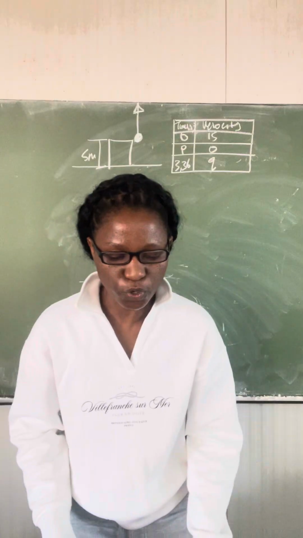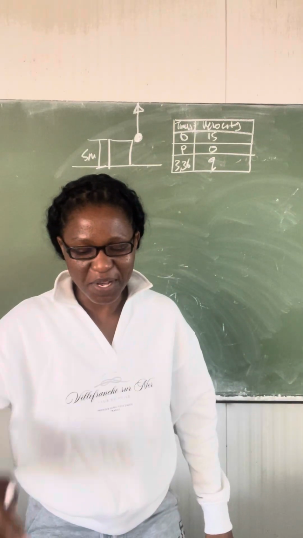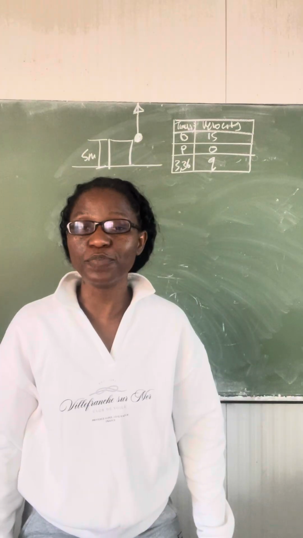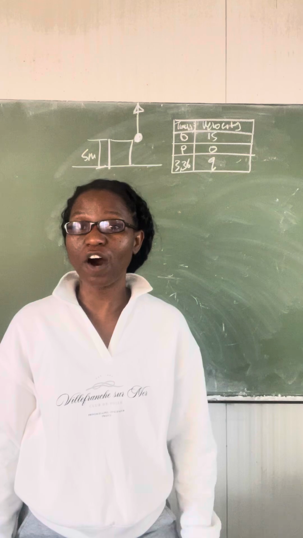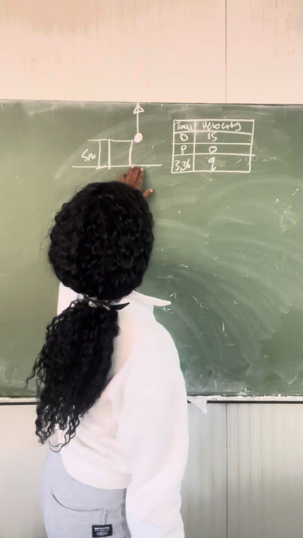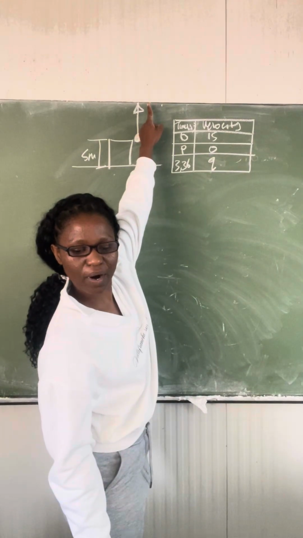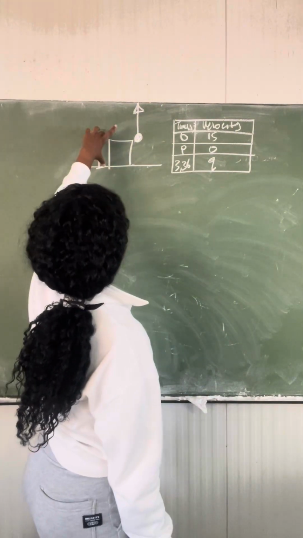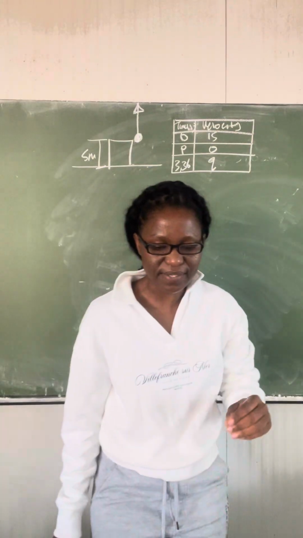A ball is projected vertically upwards from the top of a building that is 5 meters high. Ignore the effect of friction. That's the given diagram, the ball thrown vertically upwards. That's what they said to us, and then from this building, which is 5 meters above the ground, they now gave the table.